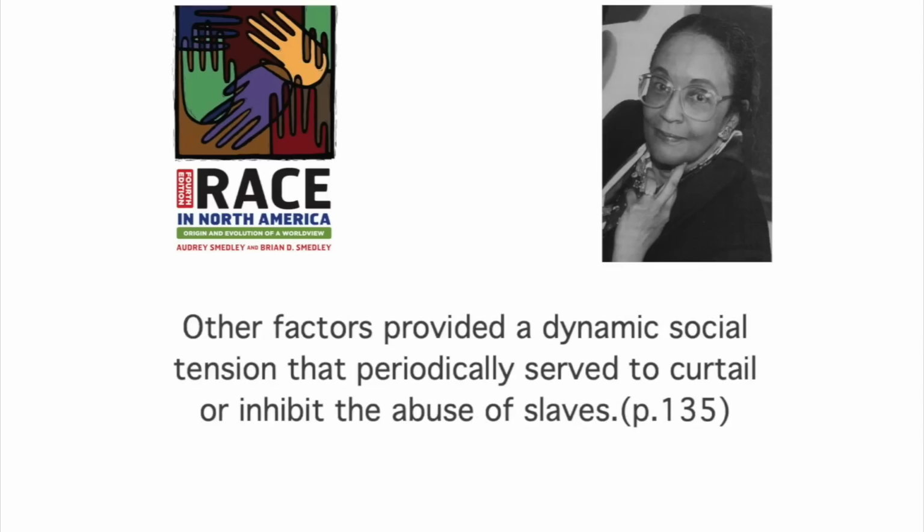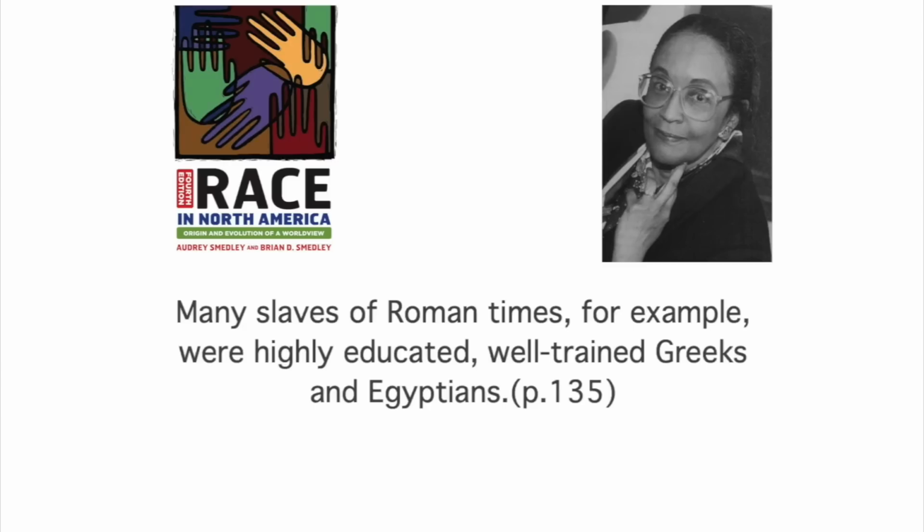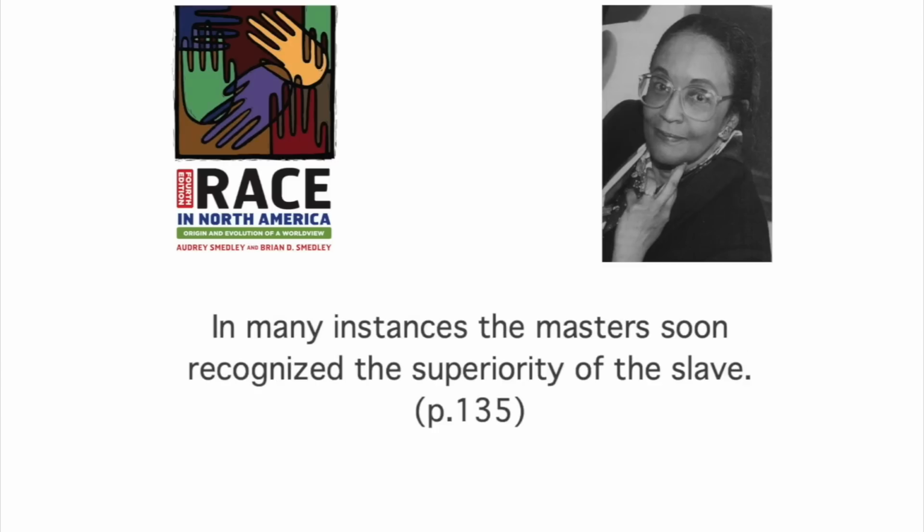Other factors provided a dynamic social tension that periodically served to curtail or inhibit the abuse of slaves. Practical self-interest led slaveholders to moderate their behavior, if for no other reason than that one cannot get good work out of a skilled and intelligent person who is treated merely as a thing. Many slaves of Roman times, for example, were highly educated, well-trained Greeks and Egyptians. In many instances, the master soon recognized the superiority of the slave.